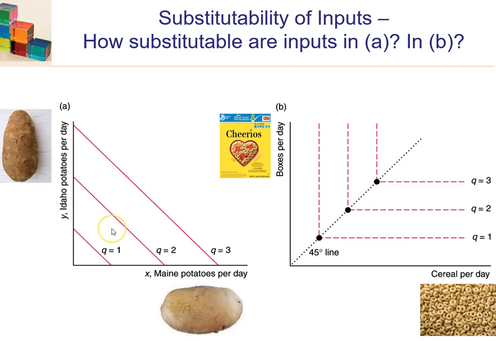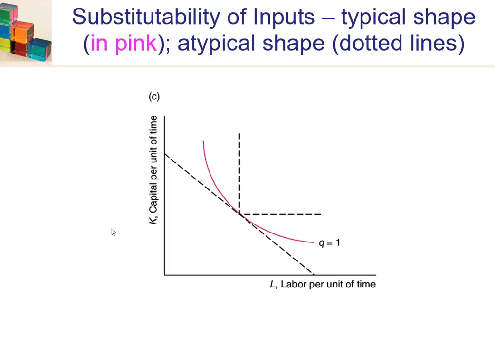These are perfectly substitutable. So your typical isoquant, though, is this one in pink. It's somewhere in between the case of perfectly substitutable, the line, like the potato case, or the Cheerio boxes case where they're not substitutable at all. So the typical isoquant is in between those two, has a downward slope and a smooth slope.